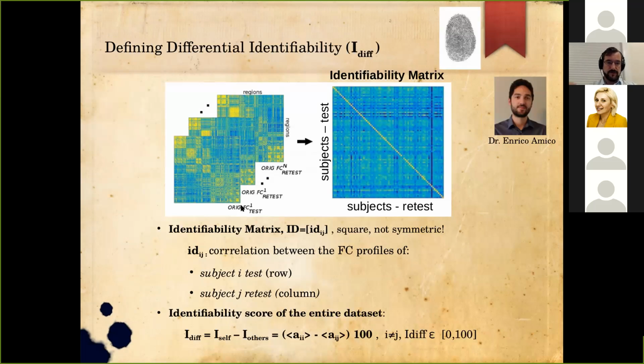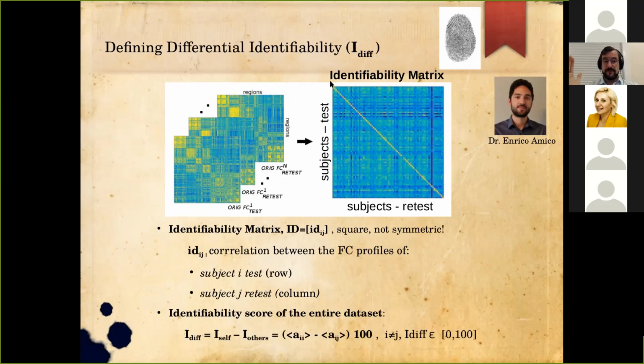From the functional connectomes, 2 functional connectomes per subject, that's denoted by FC1 test, FC1 retest, then FC subject 2 test, FC subject 2 retest, all the way to FCN retest. When we put the comparisons into a matrix, don't get confused, this is brain regions by brain regions, these are functional connectomes, but this is subjects by subjects. So this is what we call the identifiability matrix. What is the identifiability matrix? It's simply the correlation coefficient of the entire connectivity profiles of the functional connectomes of all subjects test in the rows versus all subjects retest in the columns.